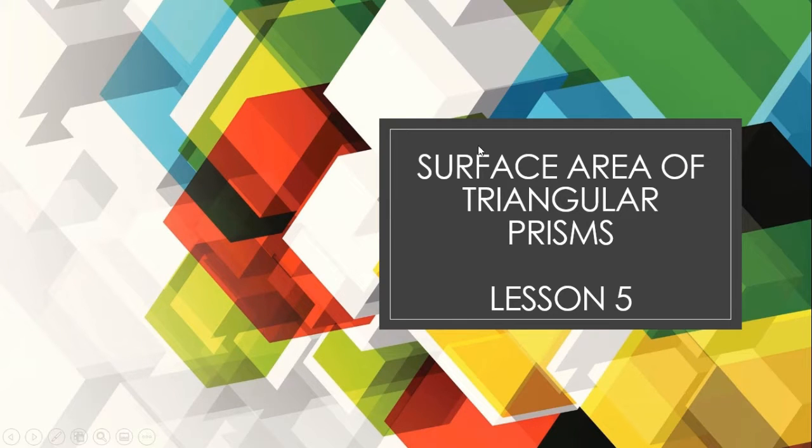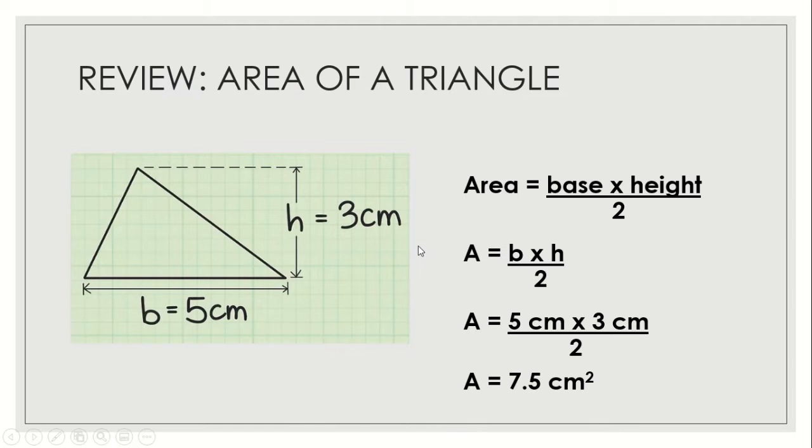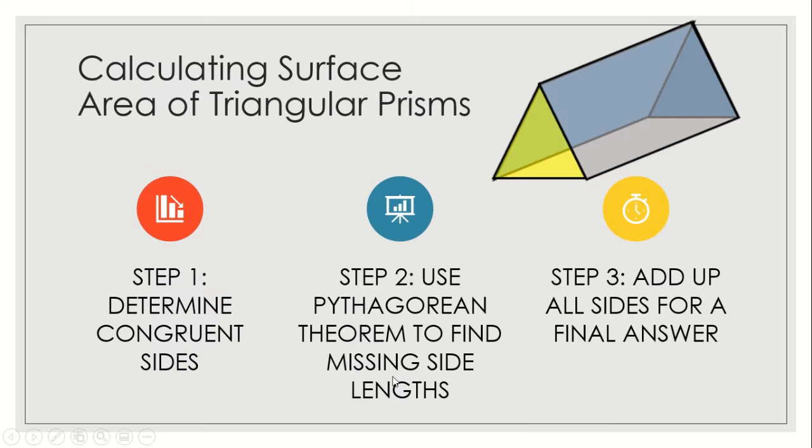On to lesson 5. This is calculating the surface area of a triangular prism. So the first thing we need to do is just review the area of a single triangle all by itself. That's really easy. You learned this last year. The area of a triangle is the base multiplied by its height divided by 2. So in this case, the base is 5 centimeters multiplied by 3 centimeters, which is the height. Divide that by 2 for a surface area of 7.5 centimeters squared.